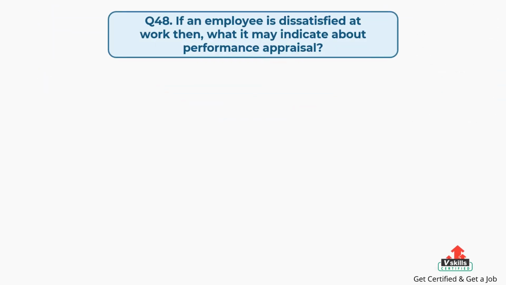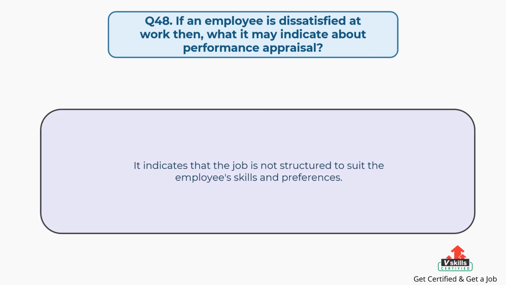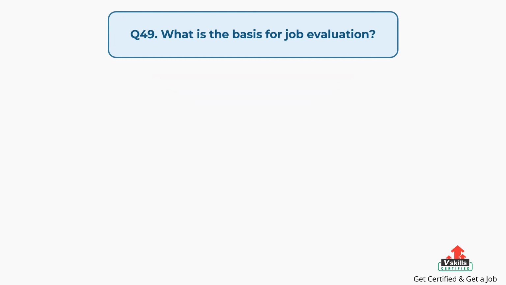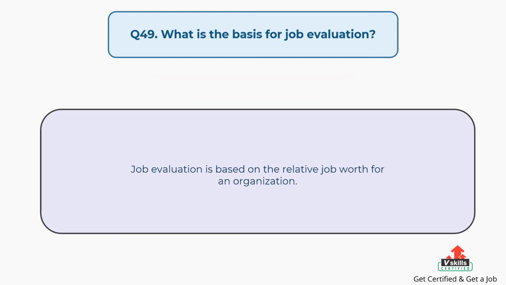Question number 48. If an employee is dissatisfied at work, then what may it indicate about performance appraisal? The answer is, it indicates that the job is not structured to suit the employee's skills and preferences. Question number 49. What is the basis for job evaluation? The answer is, job evaluation is based on the relative job worth for an organization.